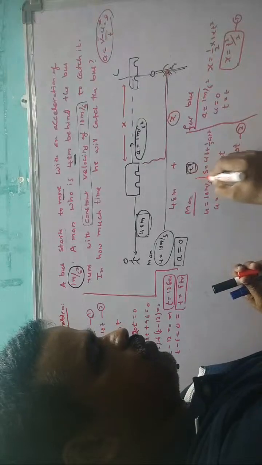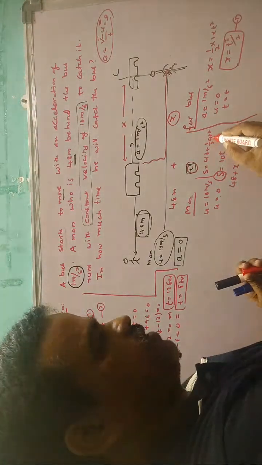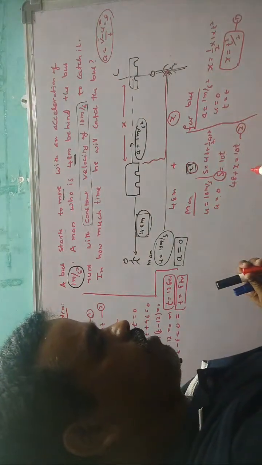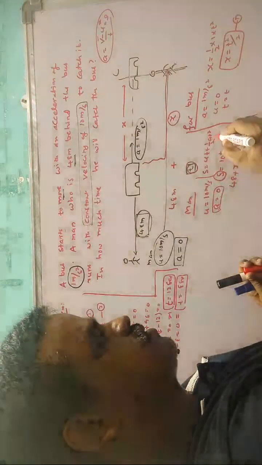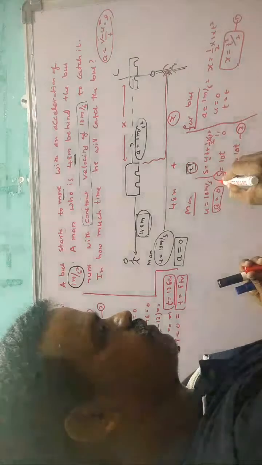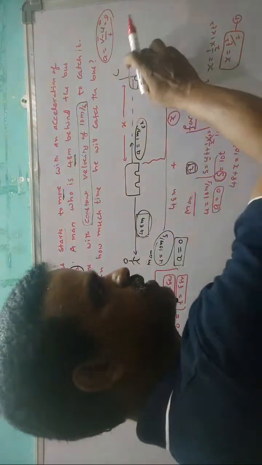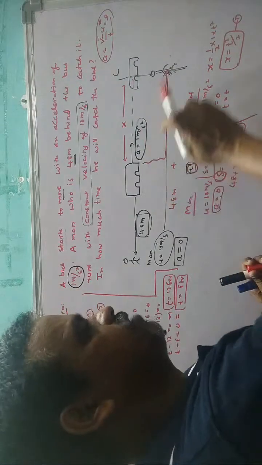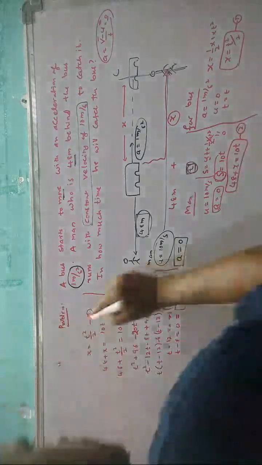So s equals ut plus half a t squared. Here acceleration is 0, so this term goes to 0. So u is 10, 10 into t. The man has to cover how much displacement to catch the bus? 48 plus x. So this is the second equation, and this is the first equation.